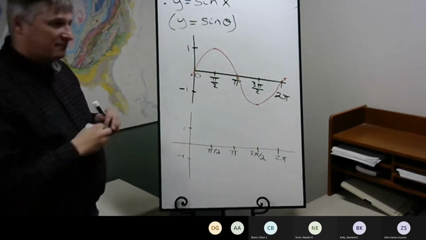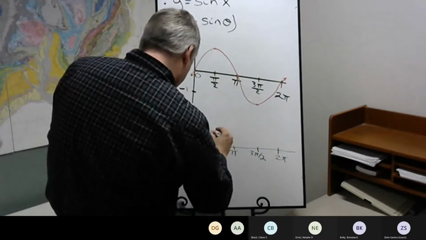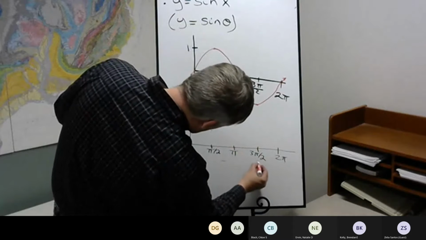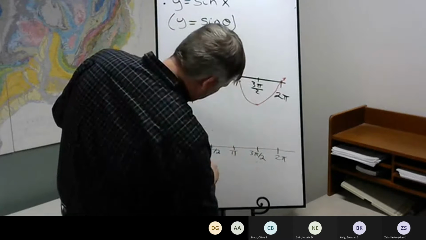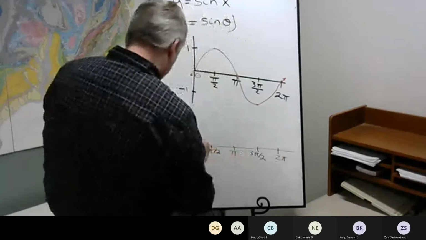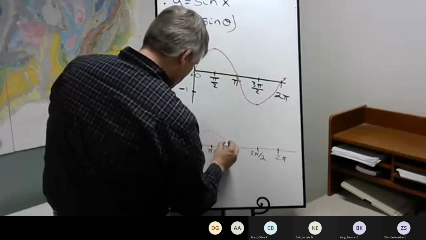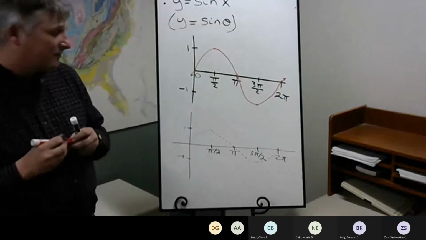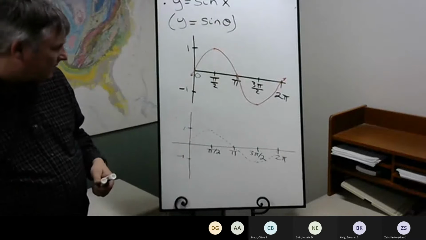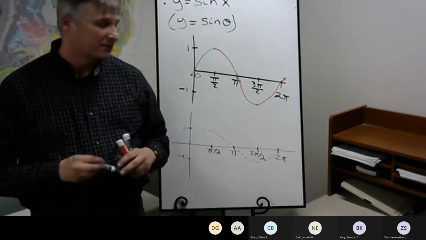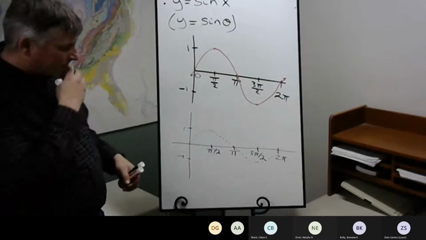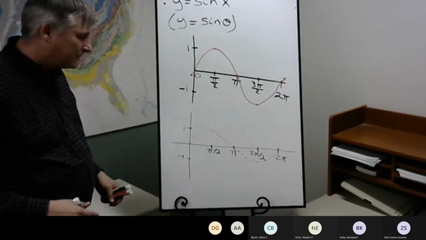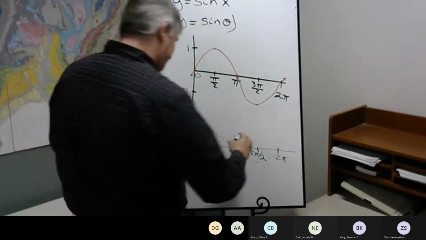So if we draw in our sine function, there's a period of our sine function. If you want to do cosecant, which is 1 over sine, everywhere that the sine function crosses the x-axis, put a vertical asymptote.